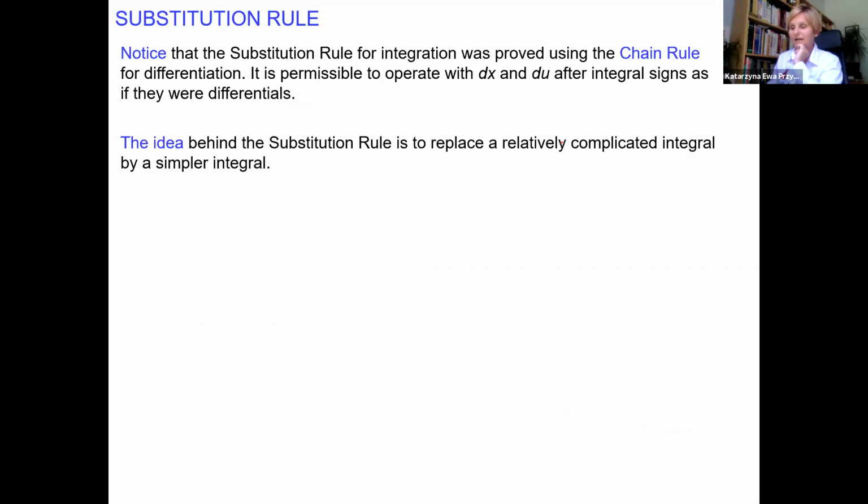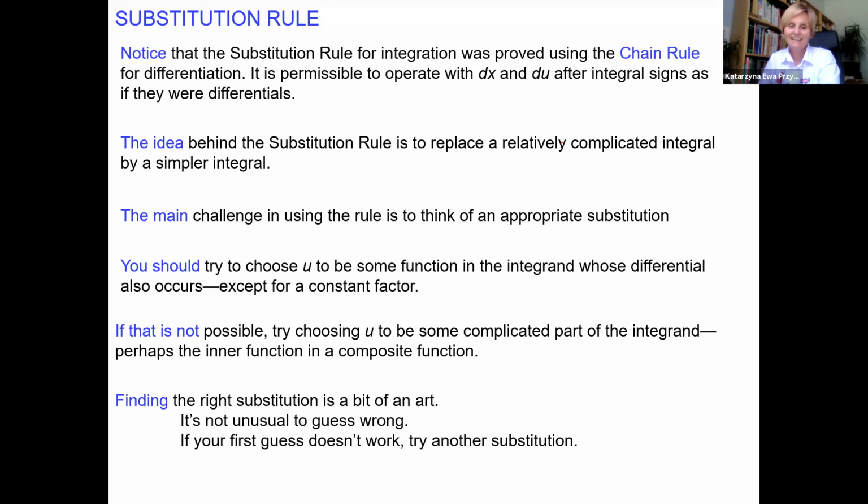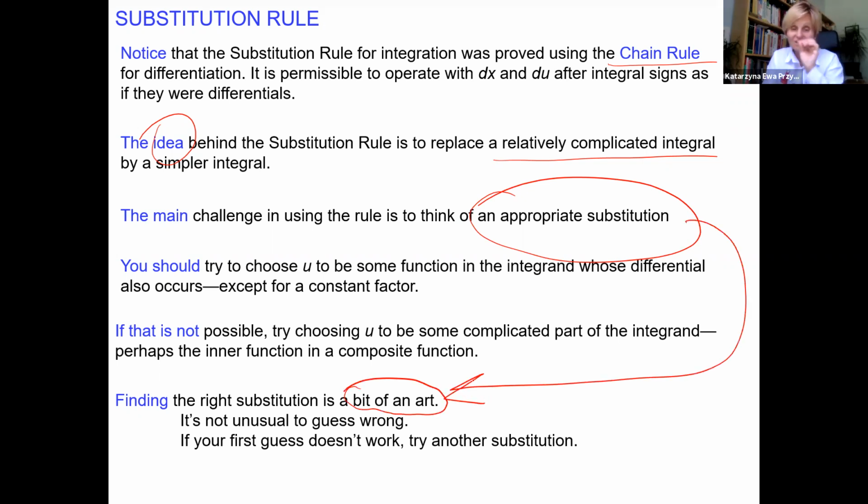I have a couple of notes before we start practicing. Of course, the substitution rule has the chain rule behind it: compound function, inner function, derivative of the inner function. The idea is to simplify our work from the relatively complicated integral. By the u substitution, we're simplifying. The main challenge, of course, is to use the appropriate substitution. Sometimes I even call this a little bit of art. I like saying this. Finding the right substitution, because when we're looking at the entire integrand, we may not know right away. And it's perfectly normal to pick the wrong expression for the new u variable. If you realize something is wrong, we can delete everything and start from the beginning. That's a normal process.